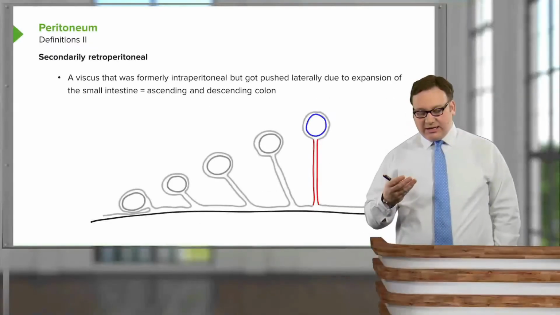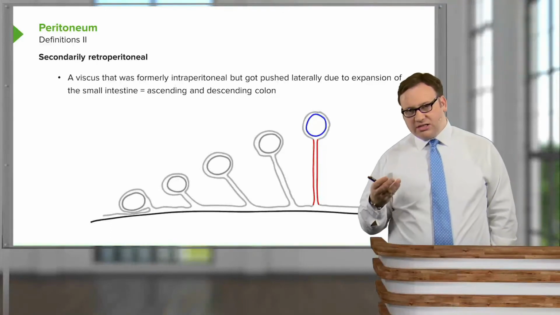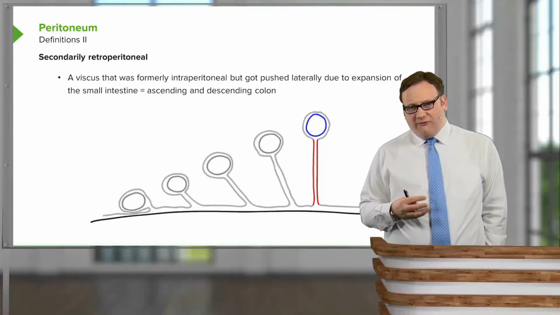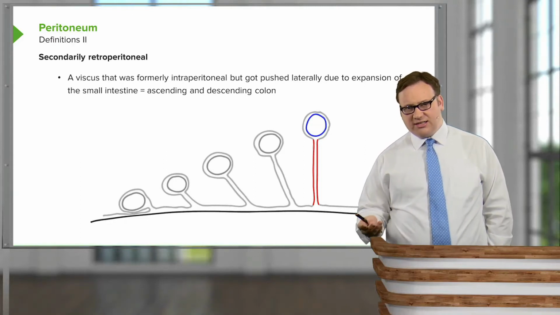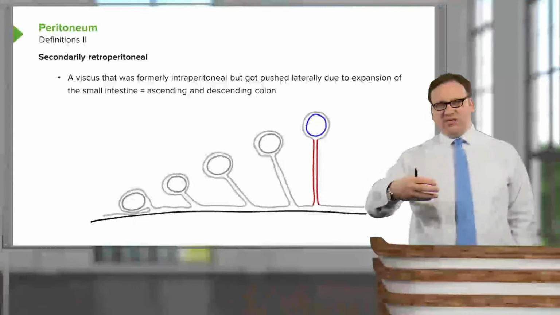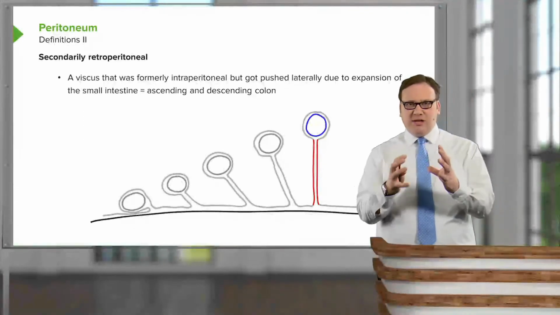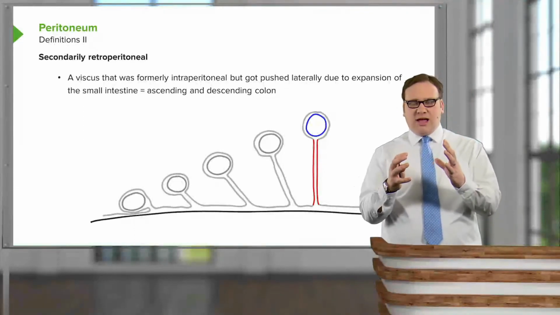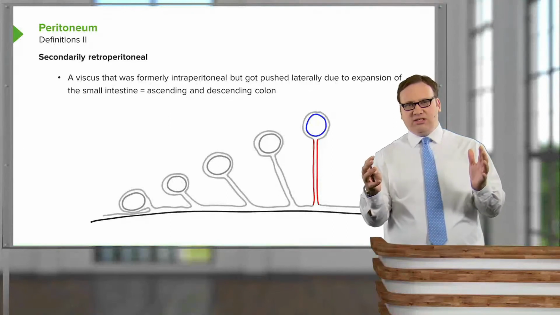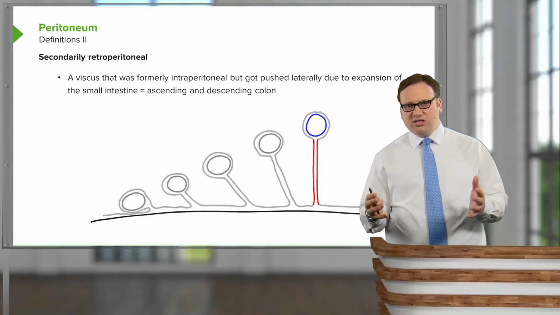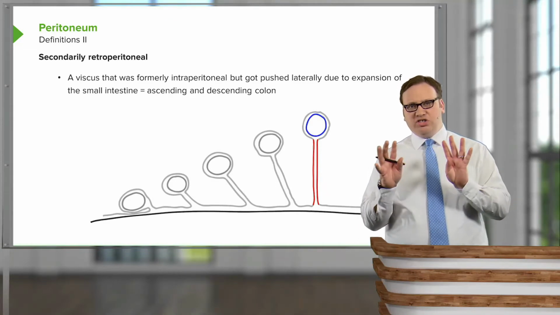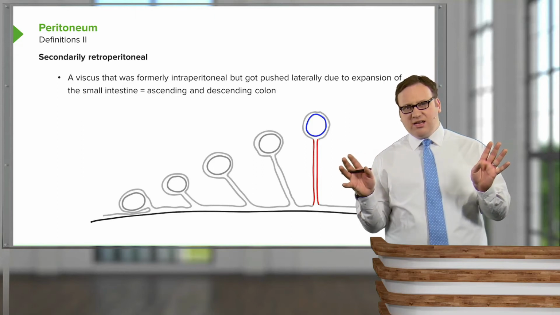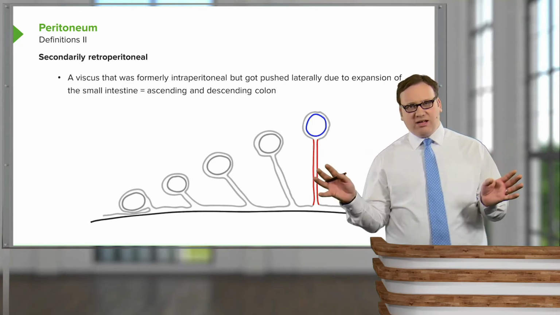And during development, the small intestine grew a lot faster and to a greater extent than the large intestine. Now, we know the position of the small intestine is right in the middle of the abdomen, and the large intestine has been pushed to one side. The consequence of that massive increase in growth of the small intestine is that it actually pushed the ascending and descending colons to their lateral margins.